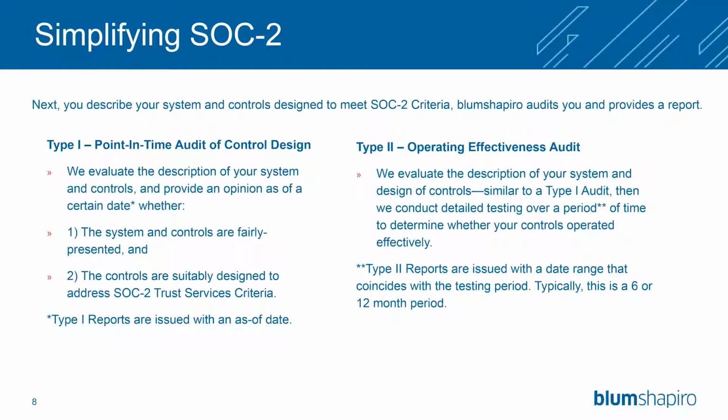It shows how they operated over a period of time, typically 6 months or 12 months. The Type 1 is an audit of the design of controls as of a specified date.